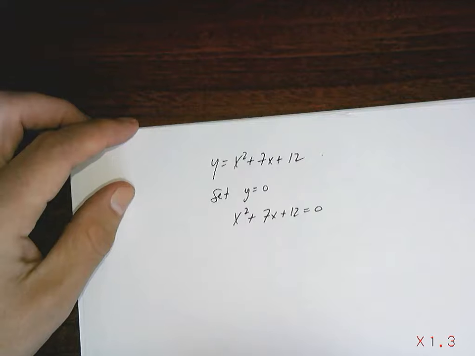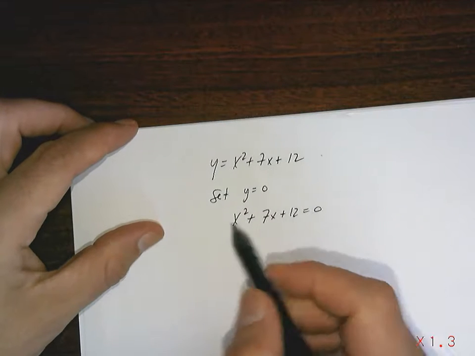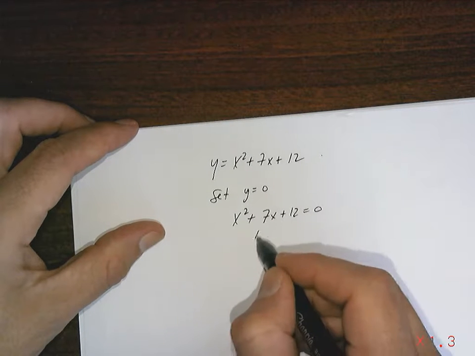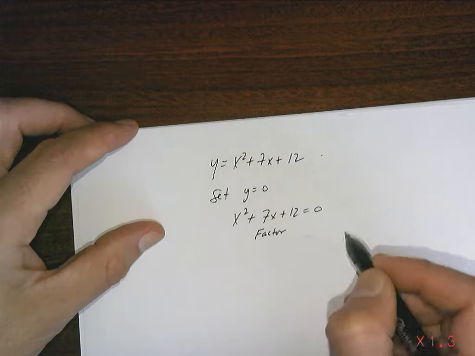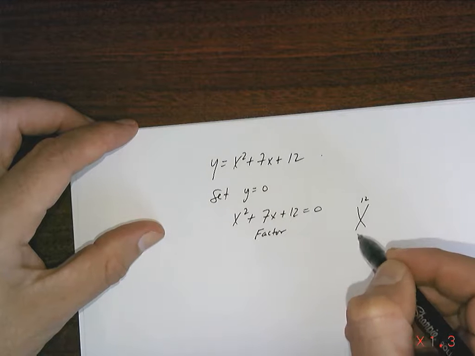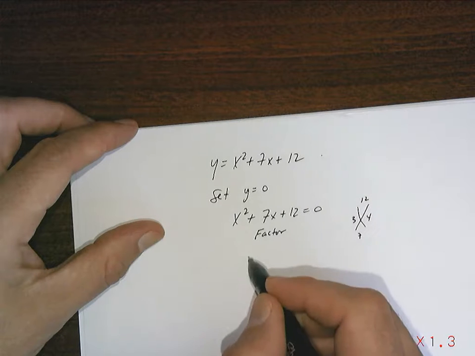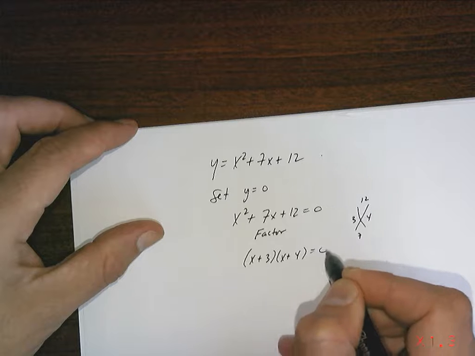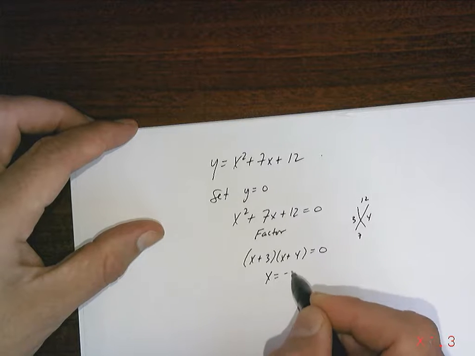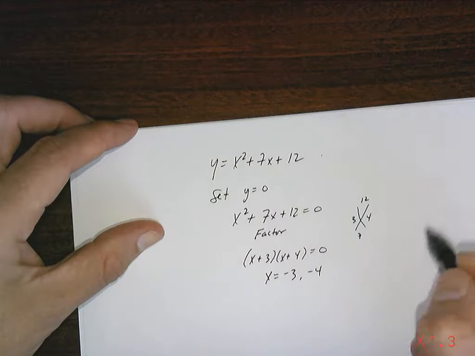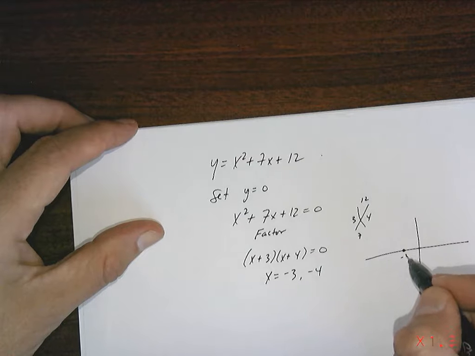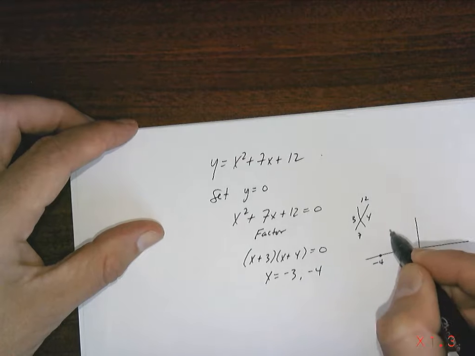If I wanted to find the zeros to this equation, or the x-intercept values, what I would do is factor it. We would look for two numbers that multiply to give 12 and add to give 7: 3 and 4. So it's (x plus 3)(x plus 4). And we find out that our zeros are negative 3 and negative 4, which means that this particular parabola is going to be going through negative 3 and negative 4.